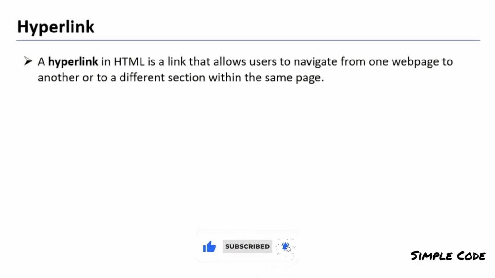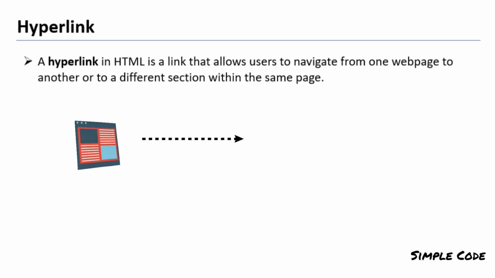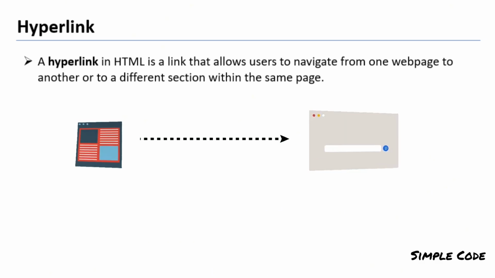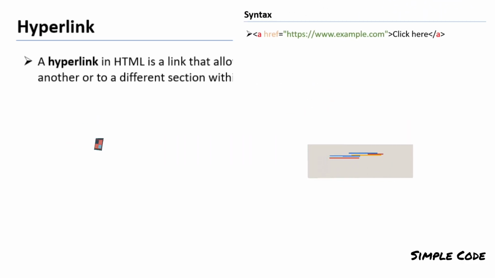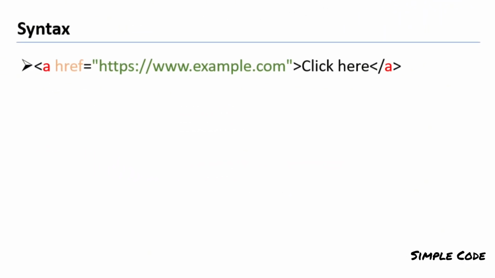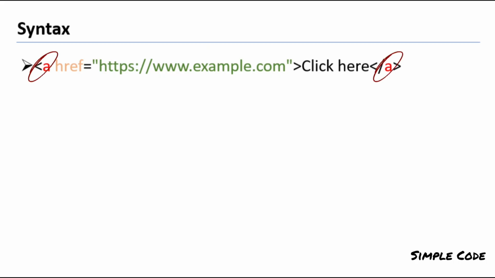A hyperlink in HTML is a link that allows users to navigate from one web page to another web page or to a different section within the same page. Let's see the syntax of this. This is the syntax of that. The A tag defines the link, the href specifies the destination URL, and the click text is the text that appears as the clickable link. Let's write it.